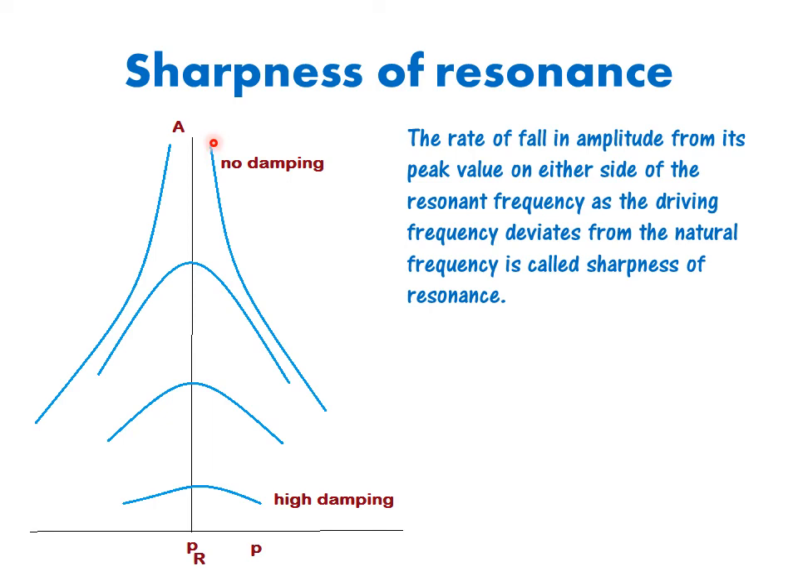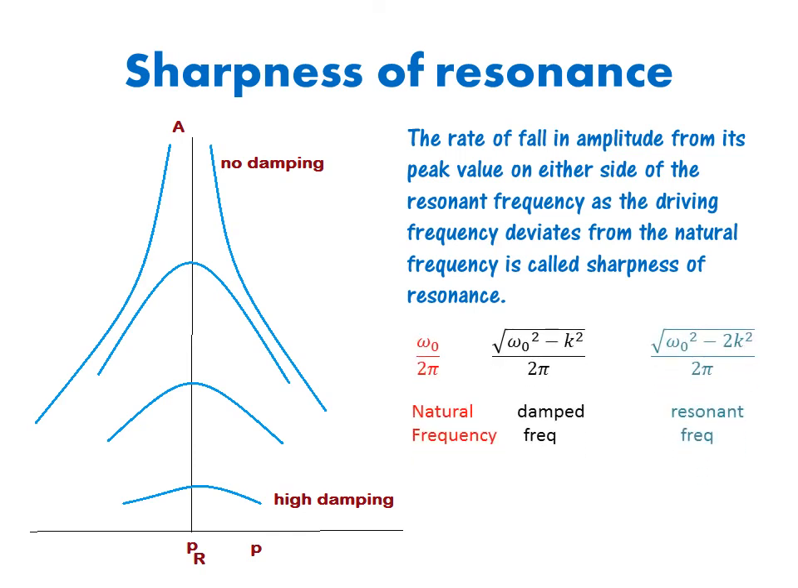If you observe it in detail, we will also be able to see that this is how it is going to look in the event of no damping. As damping increases, the amplitude will become lower, and in the event of high damping, the amplitude is lowest. On either side of the resonant frequency, the rate with which the amplitude is decreasing is actually symmetric. This is also used to measure another important feature, which we call sharpness of resonance. It is actually the rate with which the amplitude is decreasing on either side of PR. That is what we call sharpness of resonance.